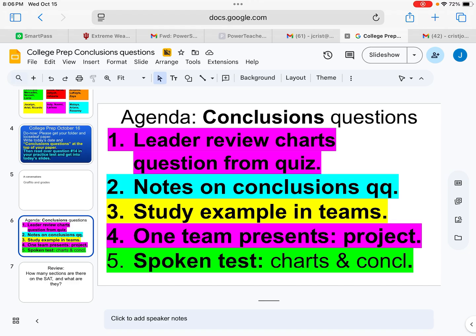So here is our agenda. We'll have a leader in class review the charts question from the quiz. We'll have brief notes on conclusions questions. In class, scholars will study an example in teams from the Princeton Review book, and if time, one team will present for a project grade. And then you will have a Waygrounds quiz, or a Waygrounds test, that has a few objective questions, and then you will have 2 spoken responses.